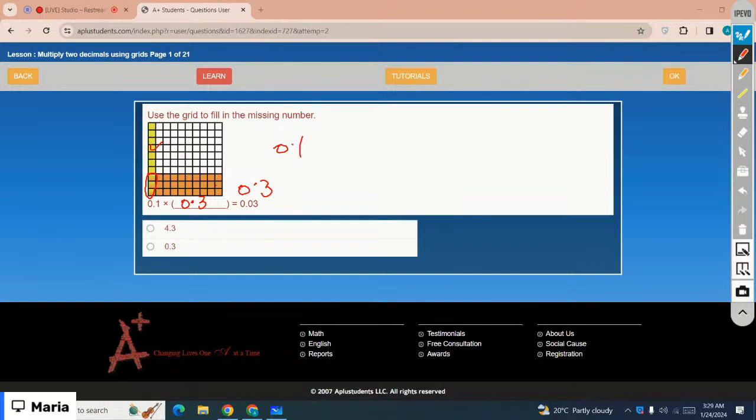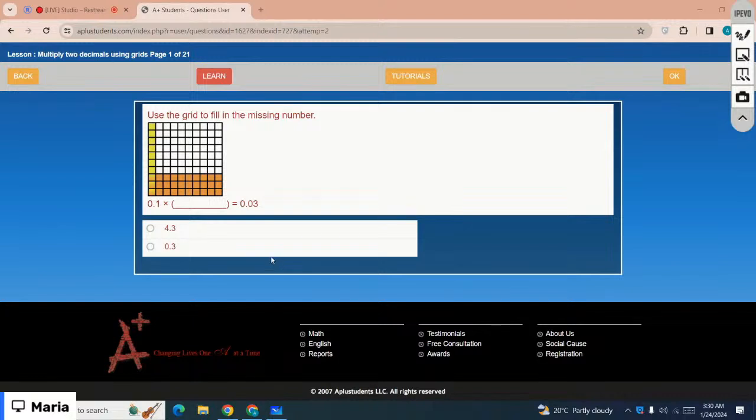That is 0.0. Yes, the missing number is 0.3. Option number 2 is the correct option.